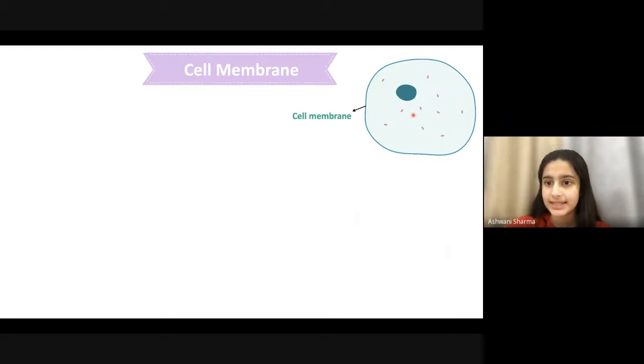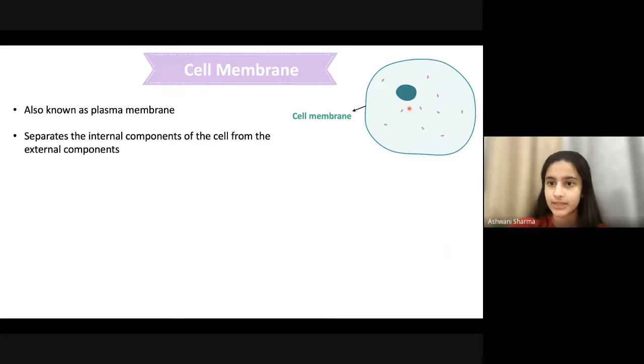Over here, we can see the image of a cell. The boundary that we can see surrounding the cell is called the cell membrane. The cell membrane is also known as the plasma membrane, and its main function is to separate the internal components of the cell from whatever is outside the cell. The cell membrane is also semi-permeable, meaning that it allows certain things in and out of the cell, but doesn't allow other things in. The cell membrane is made up of a phospholipid bilayer.